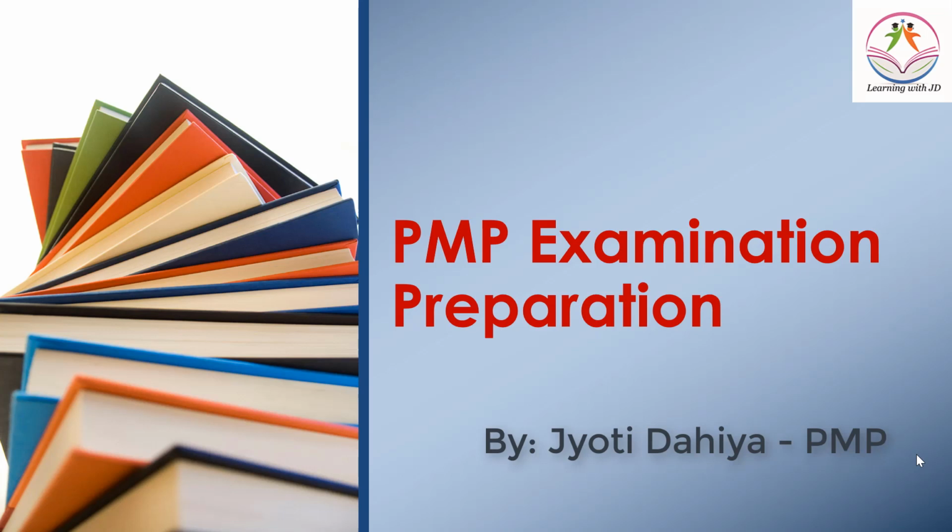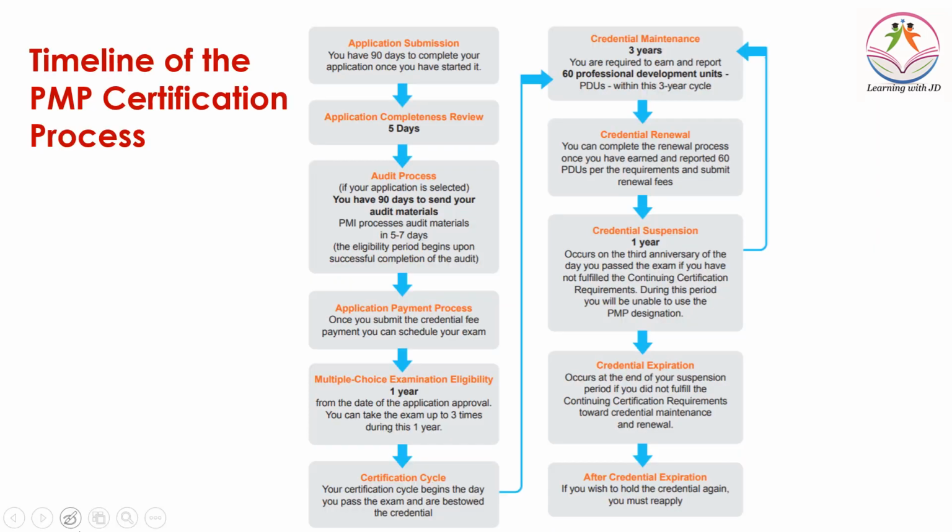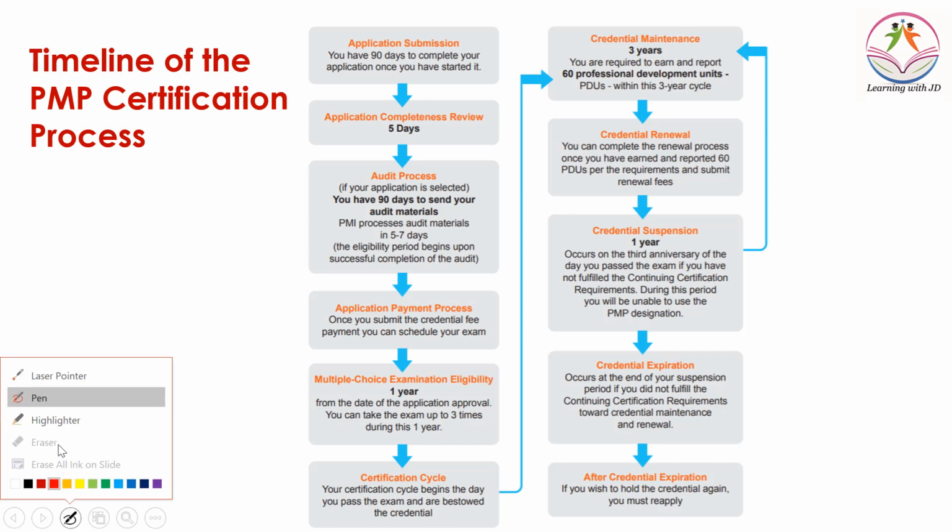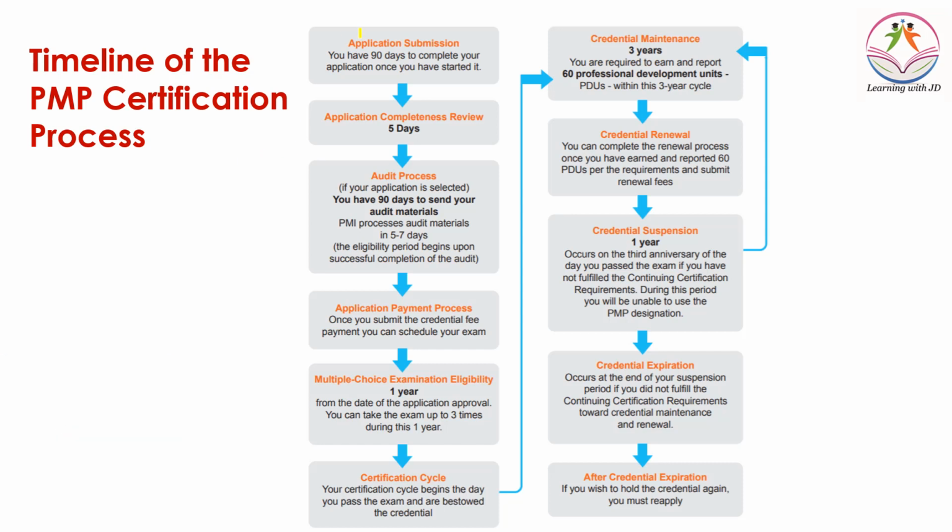So let's begin today's session. Alright, so let's start with the application timeline, as to what is the timeline for your application. The very first thing is your application submission. You have 90 days to complete your application submission once you have started it. Then your application completeness review takes approximately 5 days from the time you have applied it on the system.